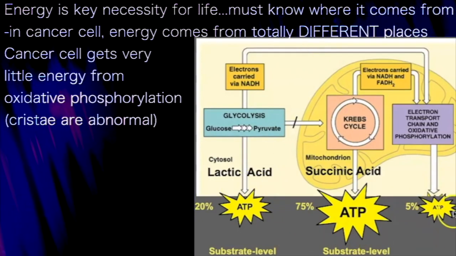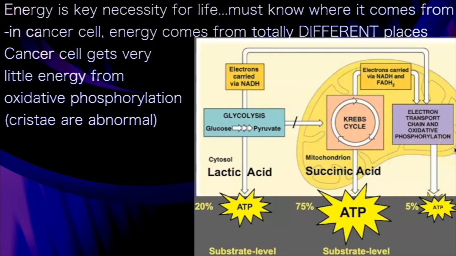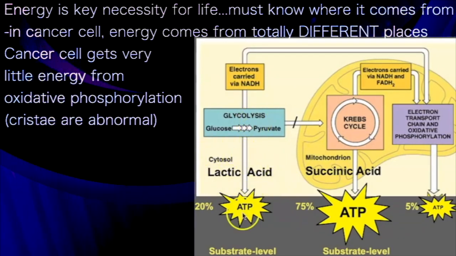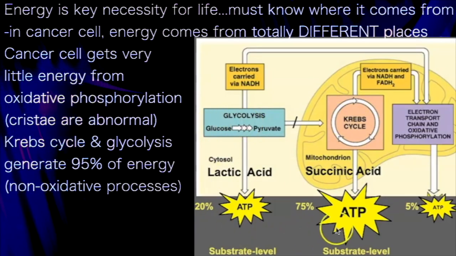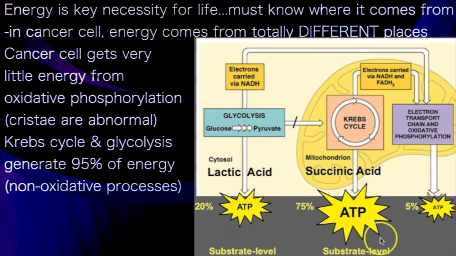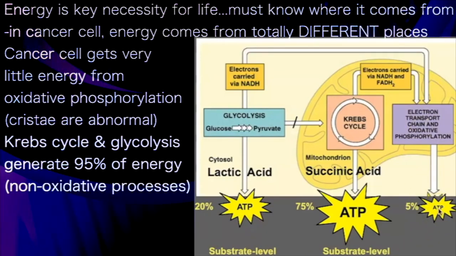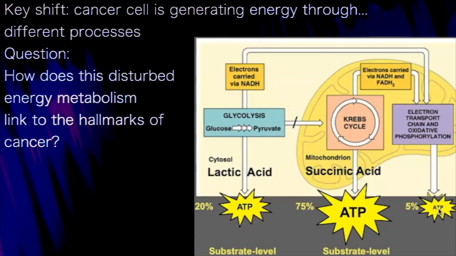So the cancer cell gets very little energy from oxidative phosphorylation because the cristae and the mitochondria are abnormal, as I've just shown you. But this cell still remains alive because it generates energy in the cytoplasm with lactic acid as a waste product, which is the Warburg effect, or succinic acid as a waste product coming from the Krebs cycle. So the Krebs cycle and glycolysis generate the majority of energy through substrate level phosphorylation, a non-oxidative process, where much less energy now comes from oxidative phosphorylation. So this is the key shift. The cancer cell is generating energy through different processes.